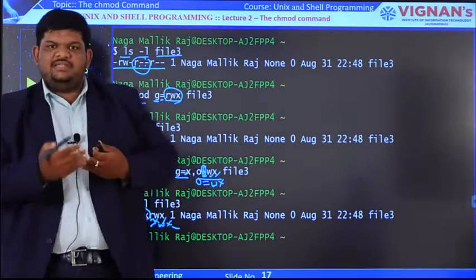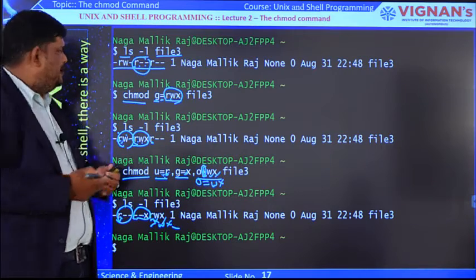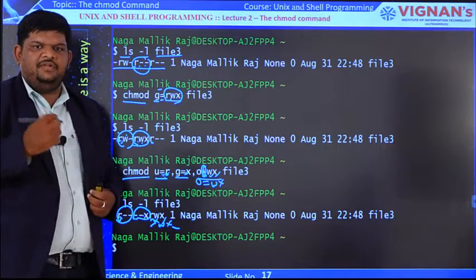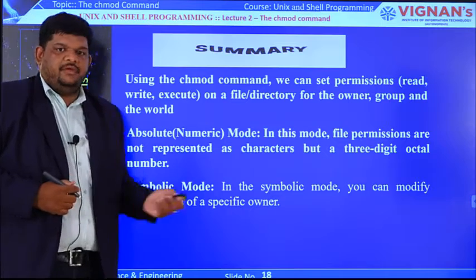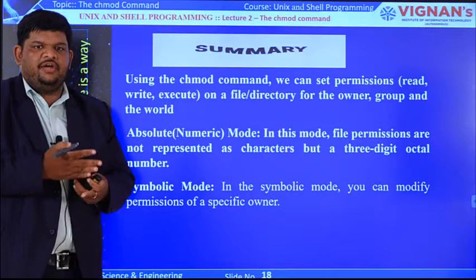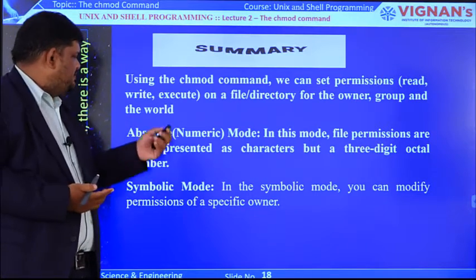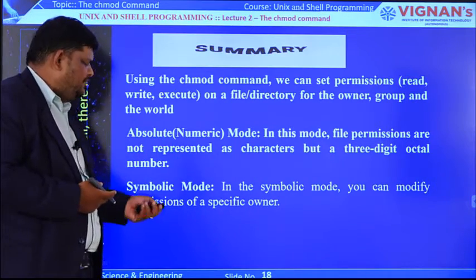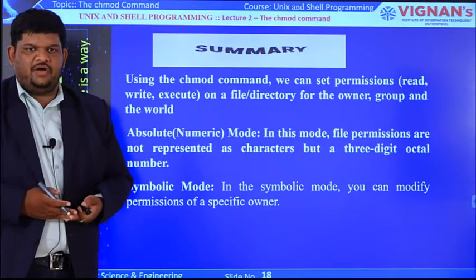So if you want to overwrite the previous permissions with new permissions, then we use the equal to operator. If you just want to add, we have to use the plus operator. So now we have seen how, with the help of the change mode command, we set or modify the permissions. One is with the help of absolute mode, that means octal values, and the other is symbolic mode, with the help of three operators: plus operator, minus operator, and equal to operator.